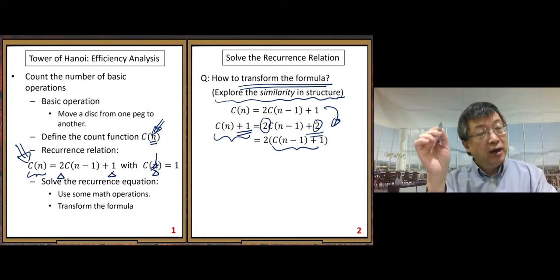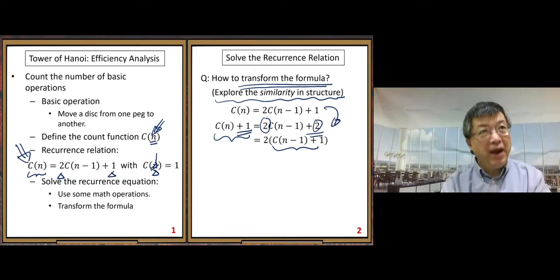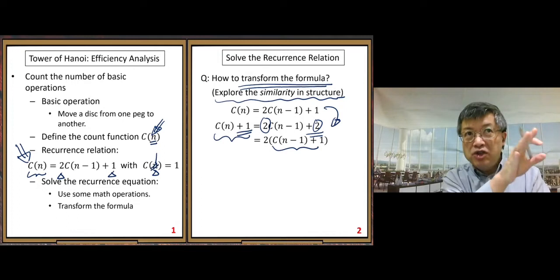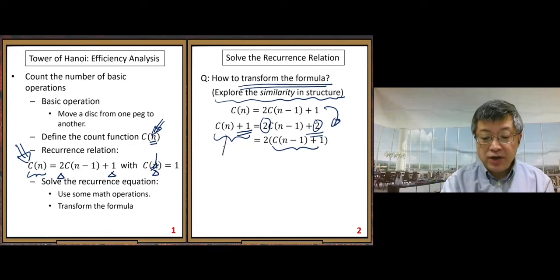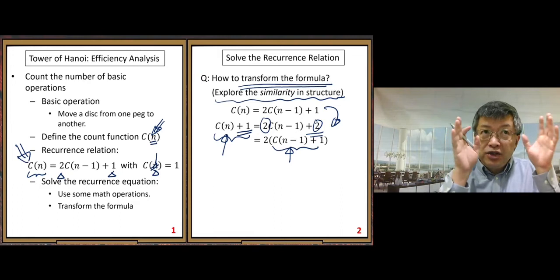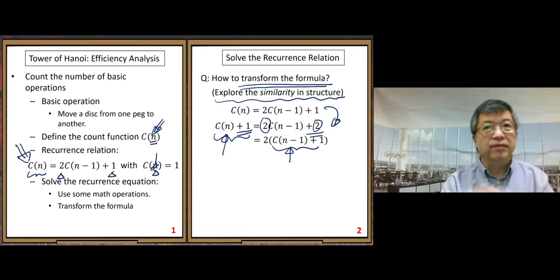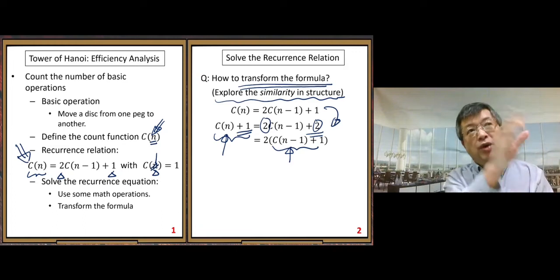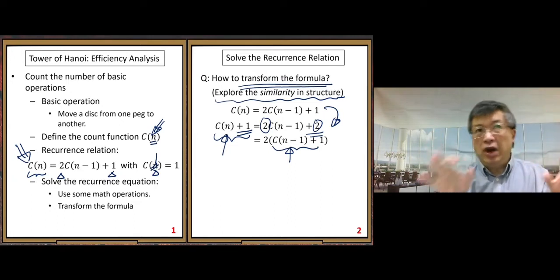Do you think they have a similar mathematical structure? C function plus 1, right? A C function of different sizes. The size here is n, here the size is n minus 1. Only the sizes are different. Then plus 1, the structure is the same. That's what we need.